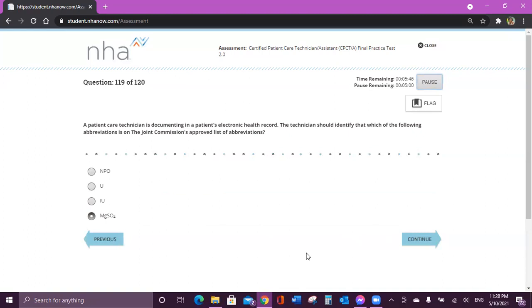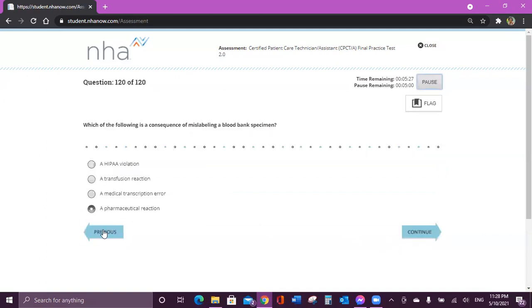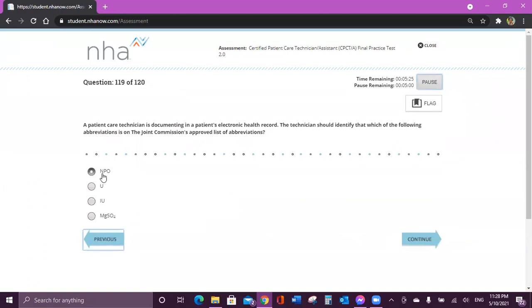A patient care technician is documenting in a patient health record. The technician should identify which of the following abbreviations is on the Joint Commission approved list. Yo creo que esta. No, yo creo que esa. Espérate. Le doy para atrás. Sí, un segundo. Yo creo que, okay, esa.